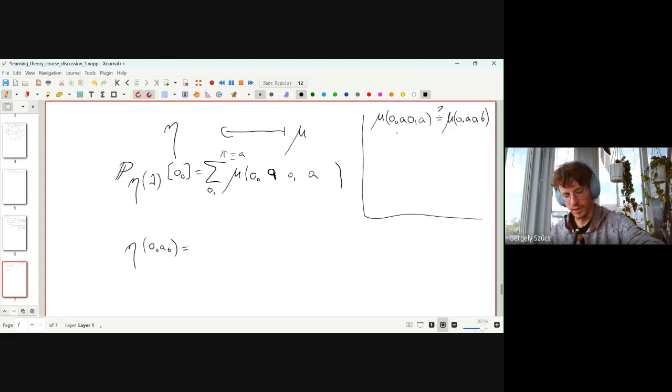So the way to do it is actually to use this property that the output has to sum to 1 for any policy. So if we take the constant A policy, then it says that this should be 1 minus the sum of mu for every other possible O0 tilde, O1 tilde.